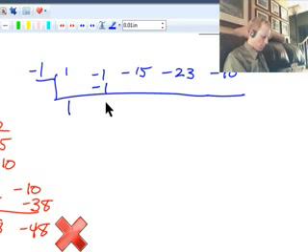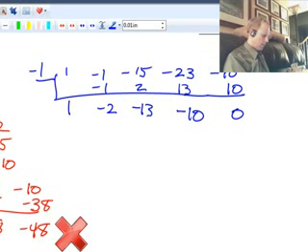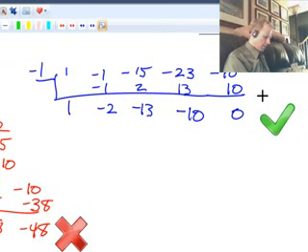Alright, bring down the 1, multiply, add, multiply, add, multiply, and add. And I did get a remainder of 0. So that means that negative 1 is a solution to the equation, and I have found one of my solutions.